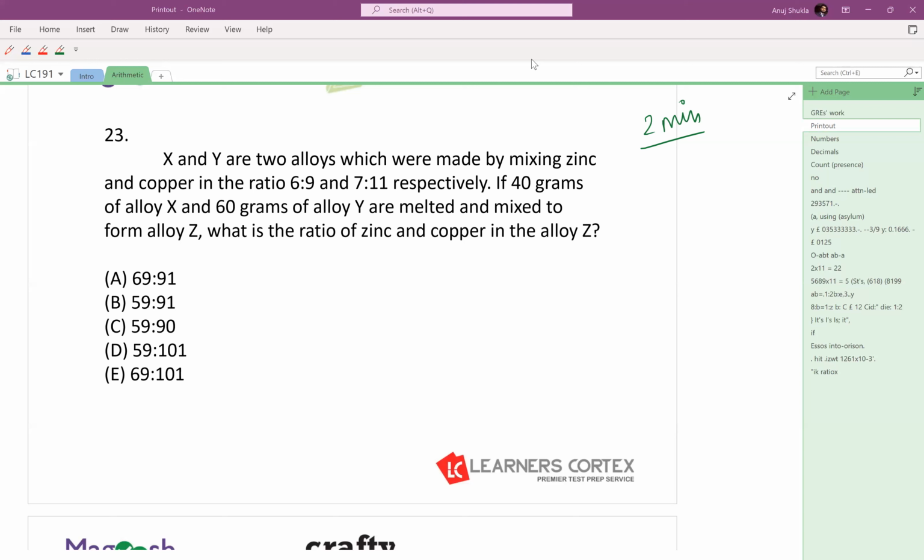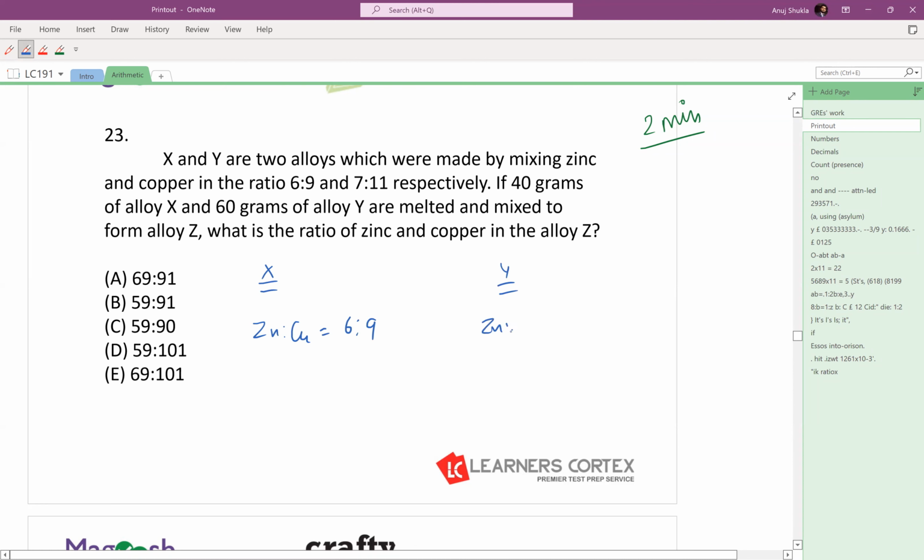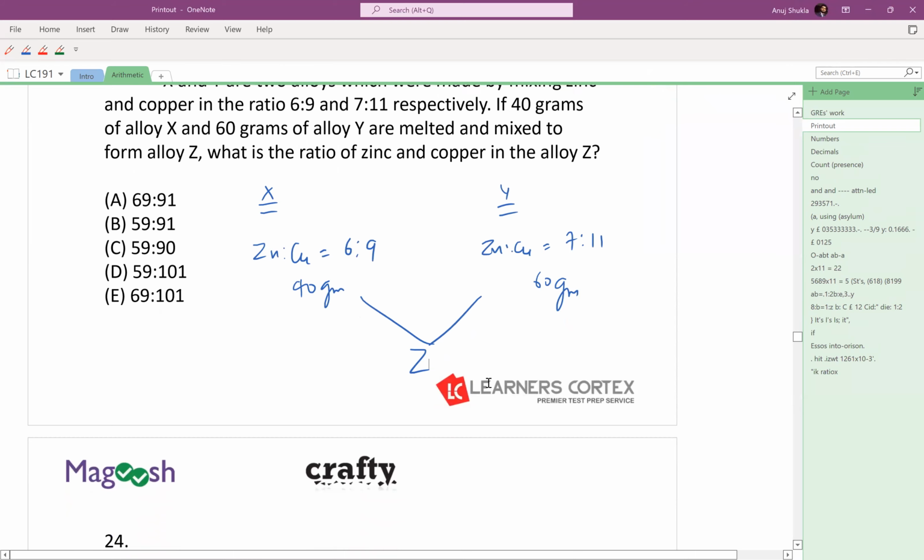Done. There are two alloys, X and Y. In X, the zinc and copper ratio is 6:9. In Y, the zinc and copper ratio is 7:11. This is 40 gram, this is 60 gram. They are mixed to make an alloy Z. What they're asking is the zinc and copper in the alloy Z.